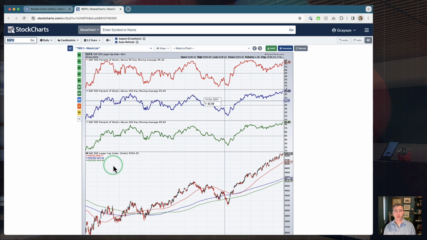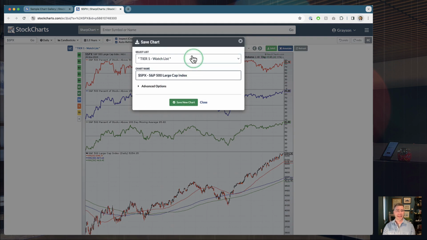Now, from here, you've got a couple of different things that you can do. For a chart like this, that's really more about studying exactly what this chart is with these specific symbols, this is the type of thing that I would say you've got to save to a chart list. So in this case, you can hit save up here at the top and select any of the chart lists out of your account.